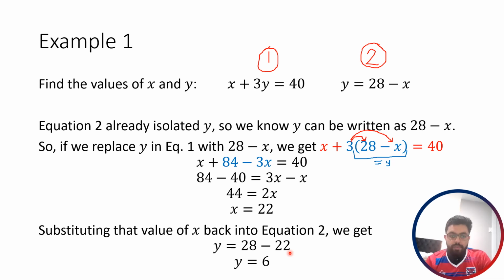And if you're not sure if you've done it right, you take this 22 for x, the 6 for y, and you plug them in here. x equals 22, so that would be 22 plus 3 times 6, which is 18, which is equal to 40. And y, we know, is equal to 28 minus 22, which is going to be equal to 6. So we've done this problem right.